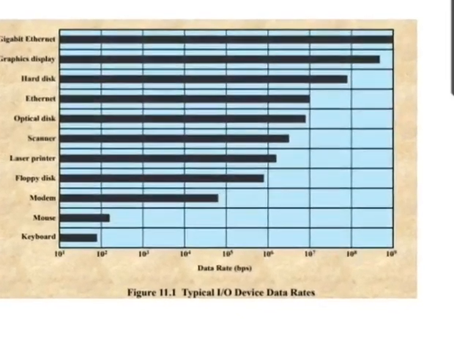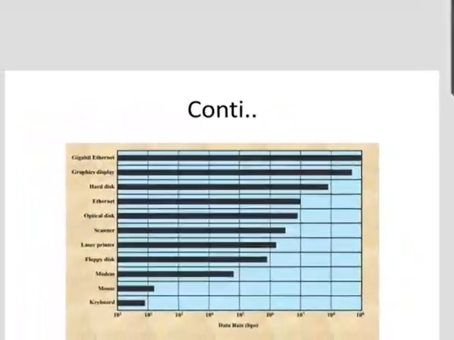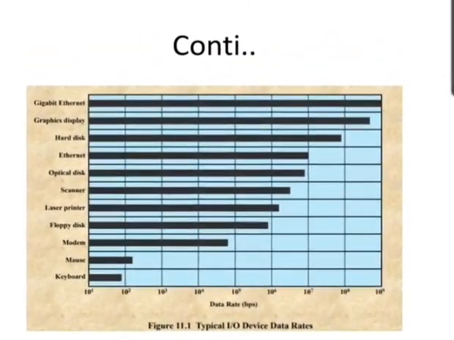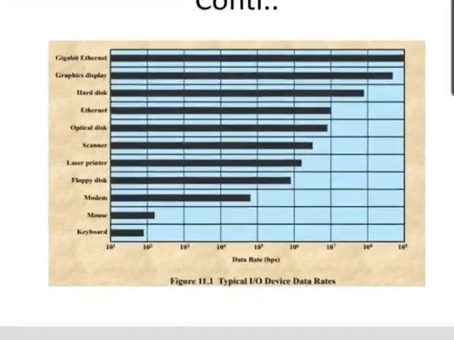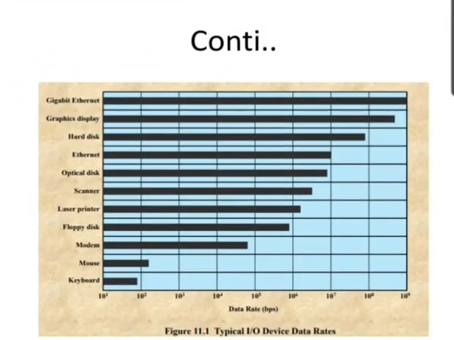So this diagram shows typical input-output device data rates. On the x-axis it is data rate in BPS, bits per second, and on the y-axis there are different devices such as keyboard, mouse, modem, floppy disk, laser printer, scanner, optical disk, Ethernet, hard disk, graphic display and gigabit Ethernet.